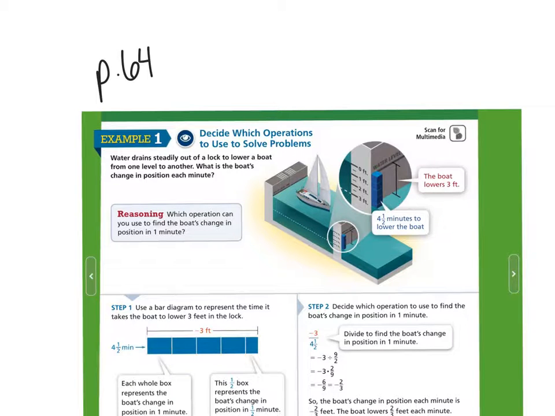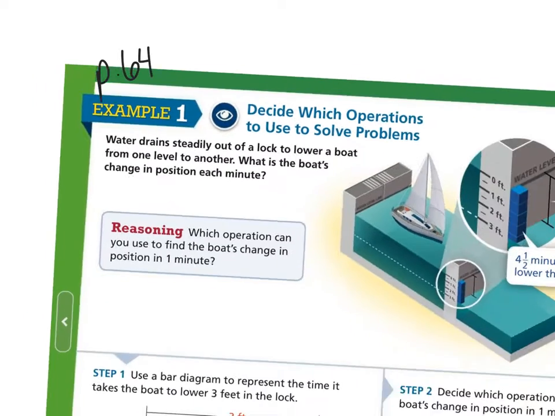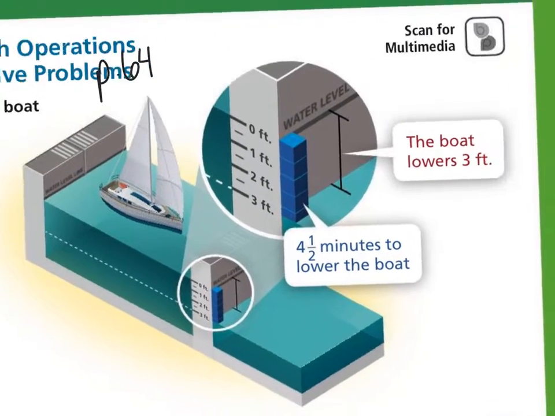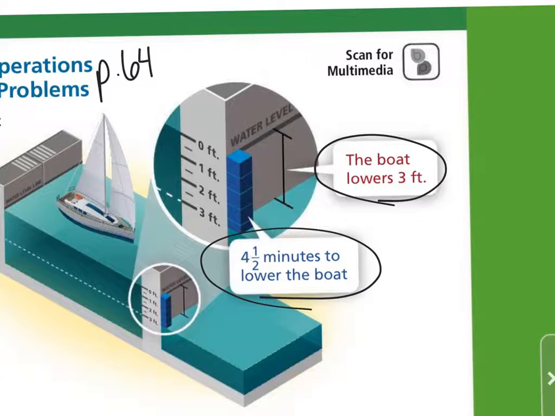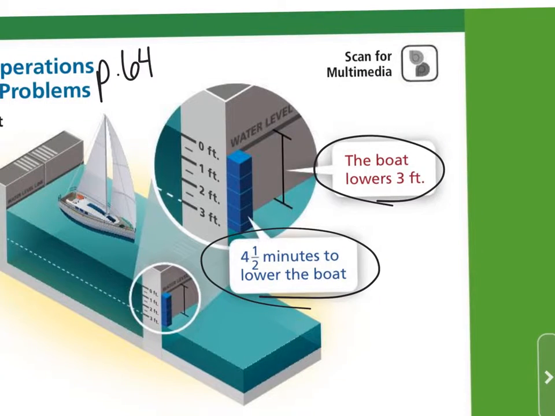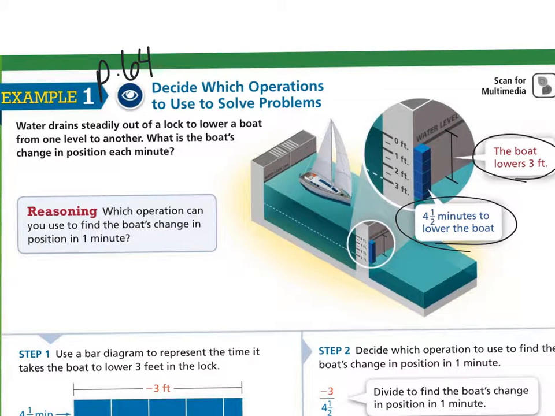So if you look on page 64, example 1, water drains steadily out of a lock to lower a boat from one level to another. What is the boat's change in position each minute? So you can see from the picture here that the boat's being lowered by 3 feet in 4.5 minutes. And the question was, what's the change each minute? So change in position each minute.